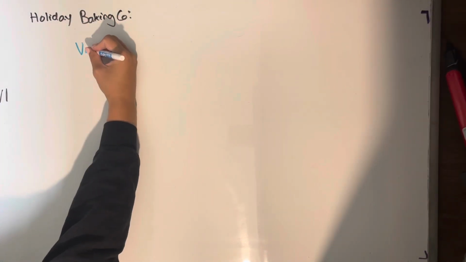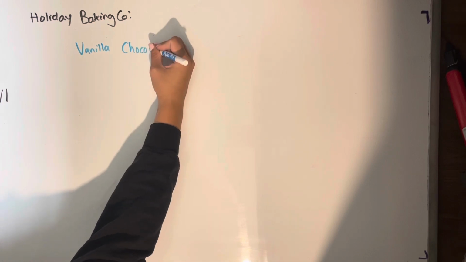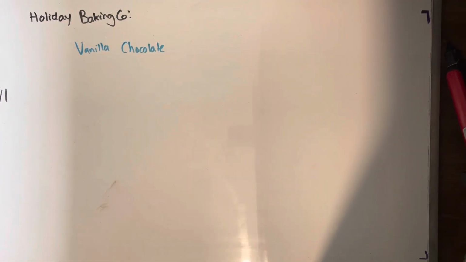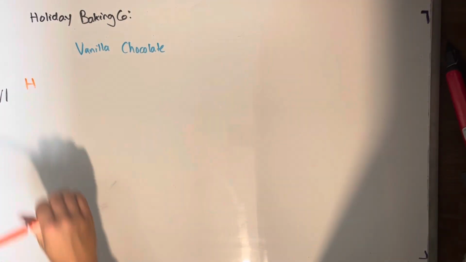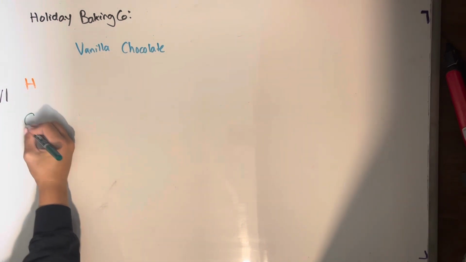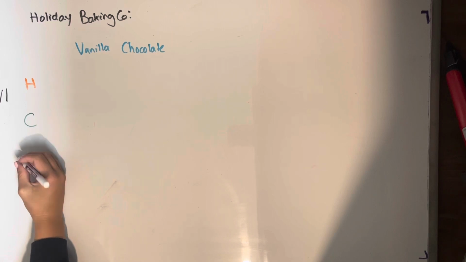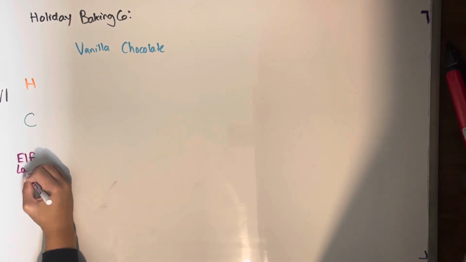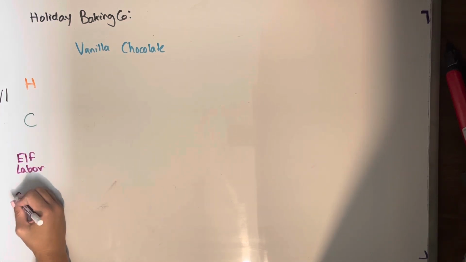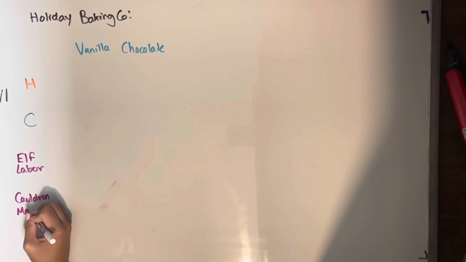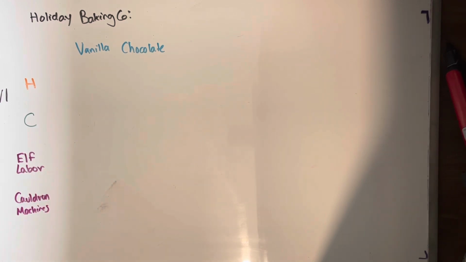So let's say their products are cupcakes and they have vanilla and chocolate cupcakes. And let's say they have two departments at this company, which are the Halloween department, which I'm working with an H, and the Christmas department with a C. Now, they also have two ways these cupcakes are kind of made. Two things that go into it are elf labor and cauldron machines, which help manufacture the cupcakes.